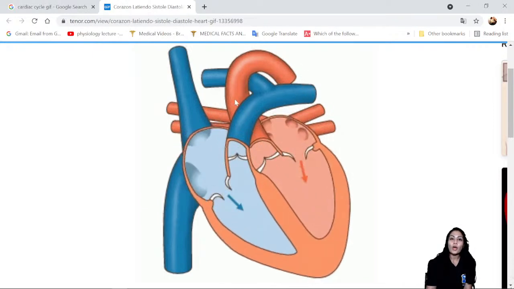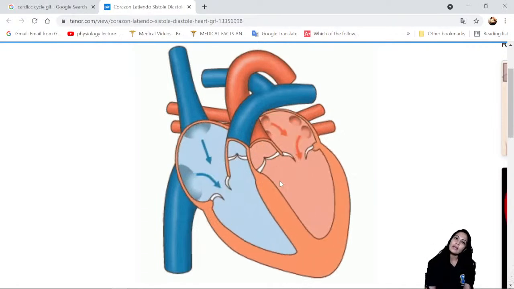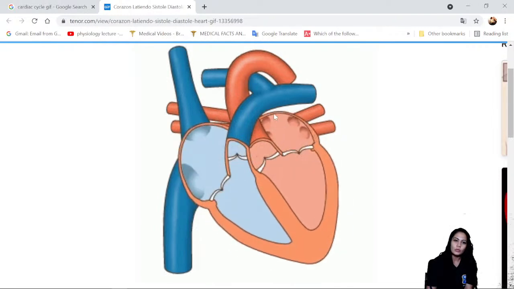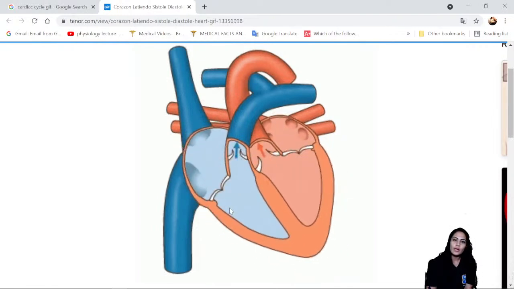and it is going to go into the aorta. One more thing you notice over here, that the atria is contracting first, and at that time the ventricles are relaxed, and when the ventricles are contracting the atria are relaxed, right? So that's how it works. They do not contract at the same time.